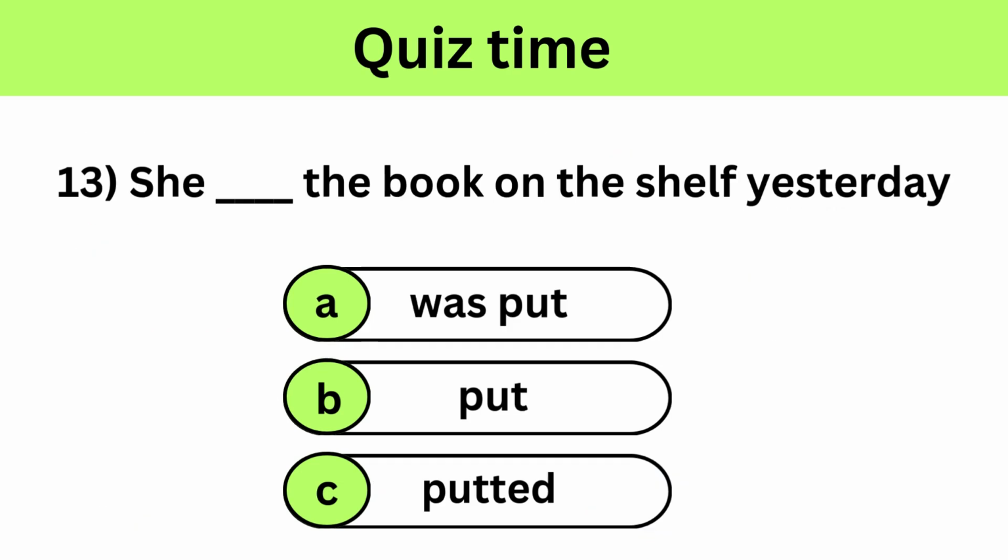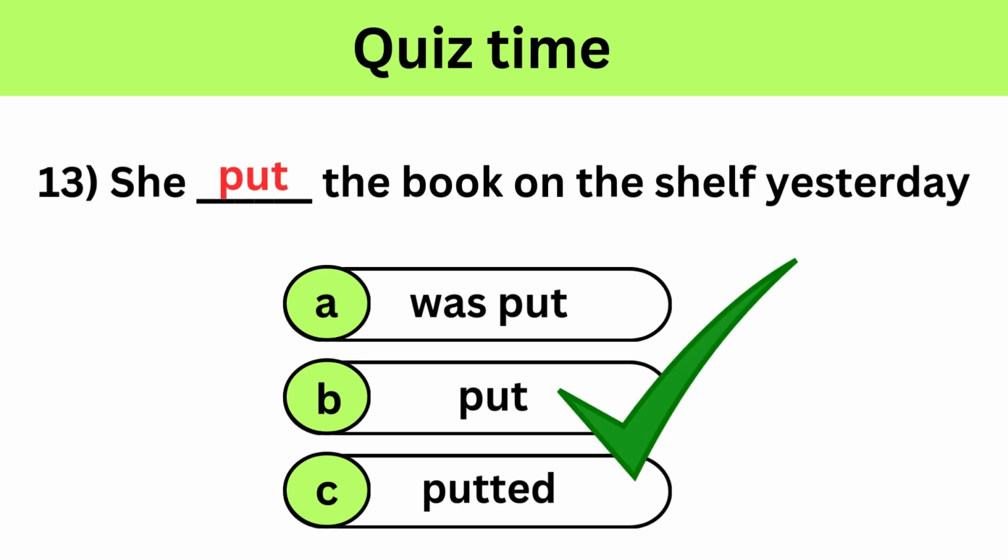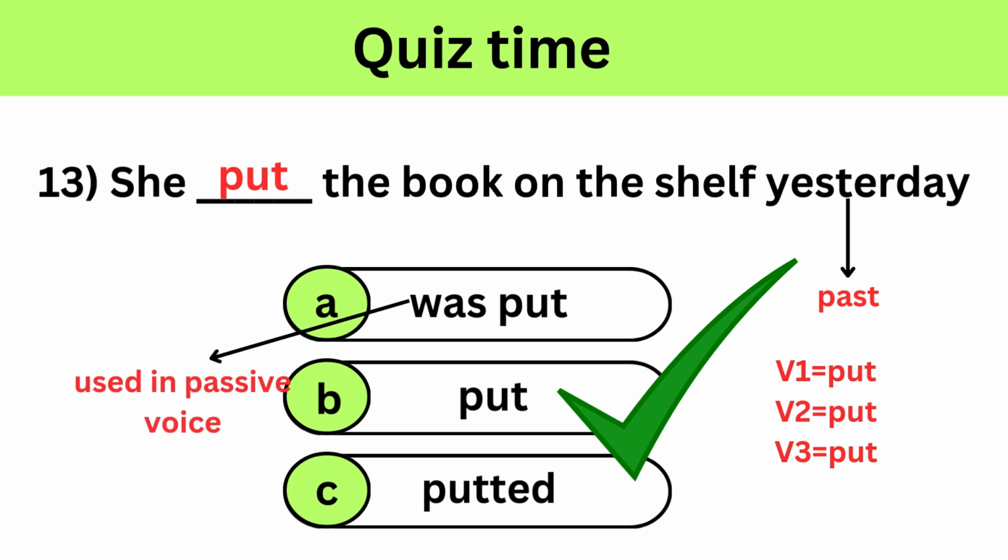Question number 13. She dash the book on the shelf yesterday. Option B, put. She put the book on the shelf yesterday. In this sentence, put is used because the action occurred in the past, as indicated by yesterday. The verb put is irregular, meaning its base form V1, past tense V2, and past participle V3 are all put. We cannot use was put because that would be passive voice, which is not appropriate here. Additionally, putted is not a correct form in English.